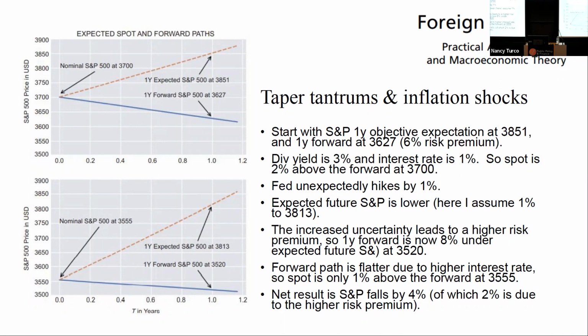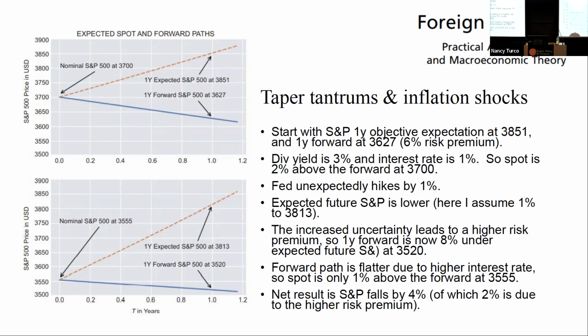And so what happens is that in the end, on the back of this, the S&P 500 falls 4%, of which 2% comes from the higher risk premium, 1% comes from the lower future expectation for the S&P, and 1% comes from the flattening of the forward curve.